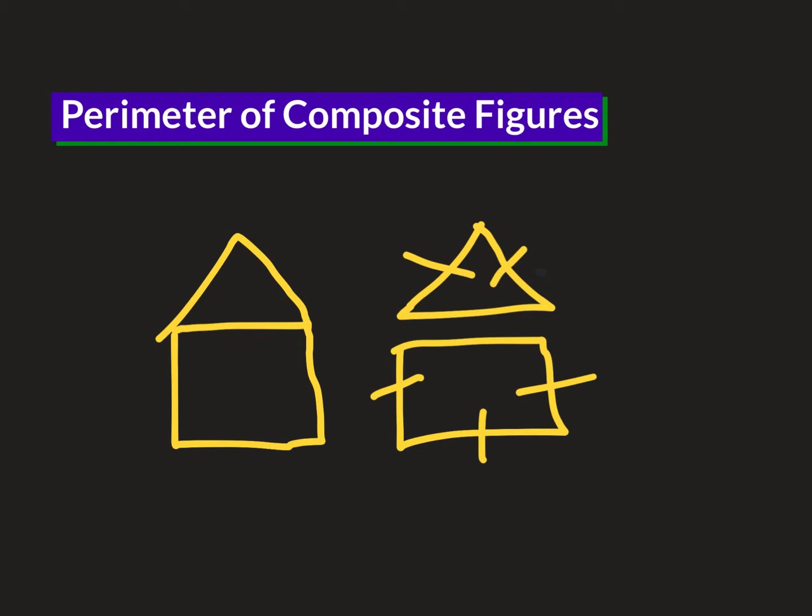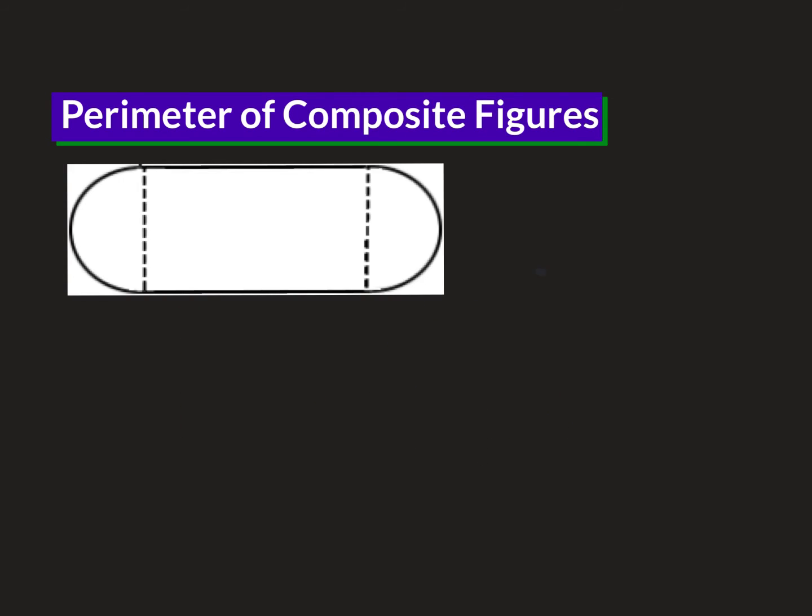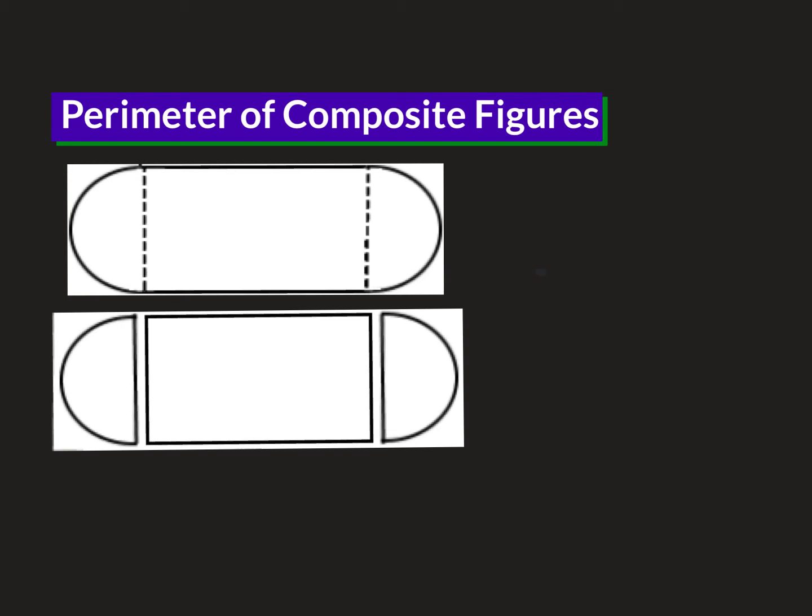There's a lot of problem solving involved with composite figures in identifying what the shapes are that make up the figure and what information you need and that you have. Here we have a diagram of an indoor walking track. You can see this composite figure is made up of a rectangle and two half circles.